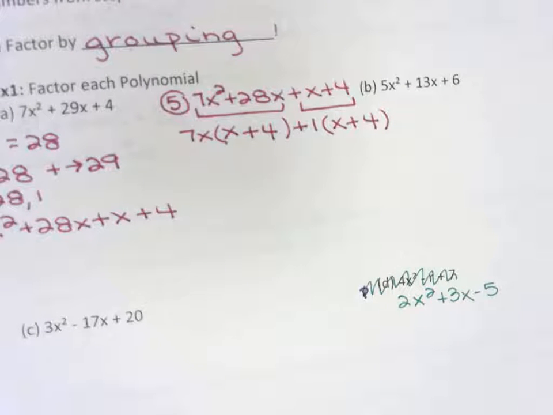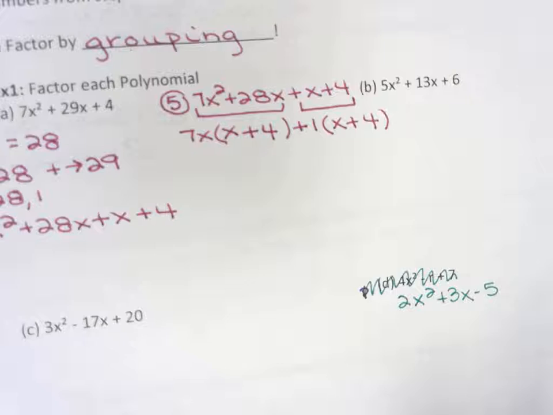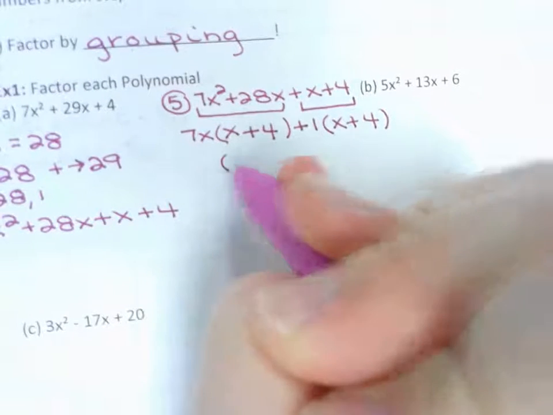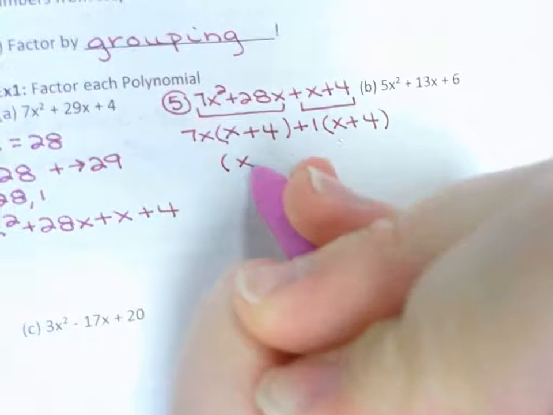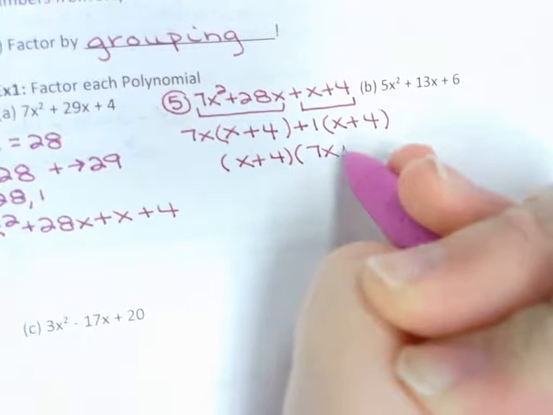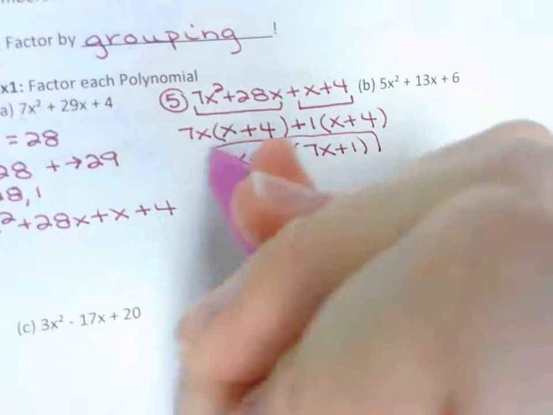Is this factored? No, because there's a big plus in the middle. I'm adding 2 things, not multiplying 2 things. So how do I write my actual factored form? x plus 4 times 7x plus 1. It doesn't matter the order because I'm multiplying. So this is your factored form.